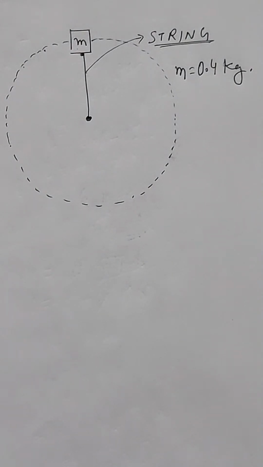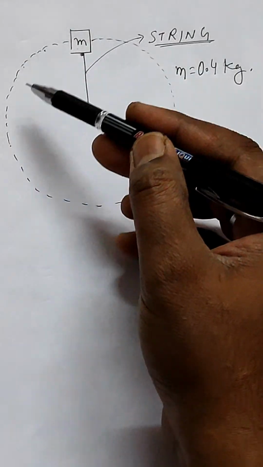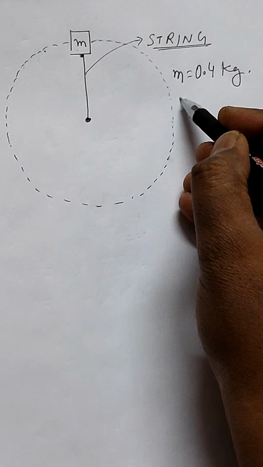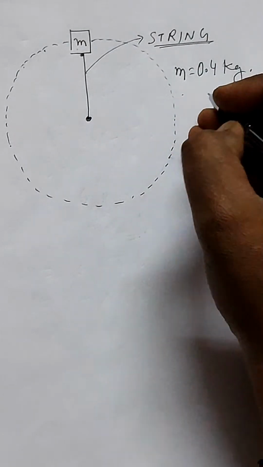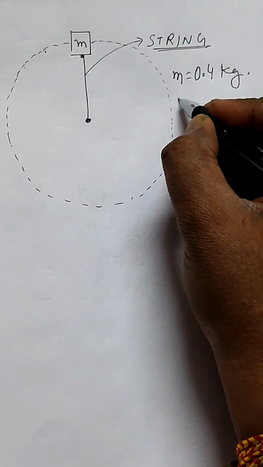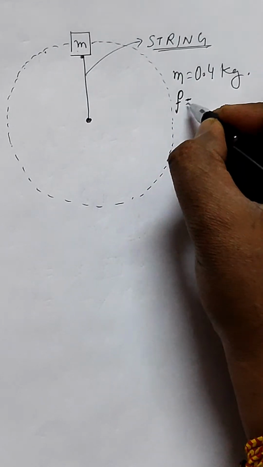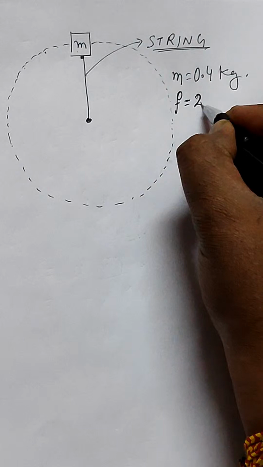Again, in a vertical circle, making 2 revolutions per second. So this body is making 2 revolutions per second. That is the frequency. Revolution per second is the frequency. So we can write frequency is 2.